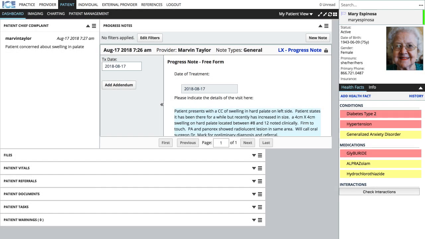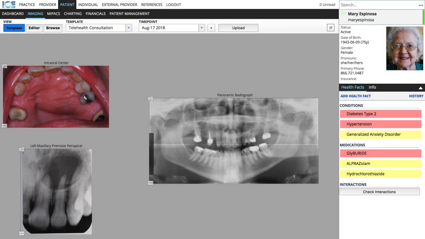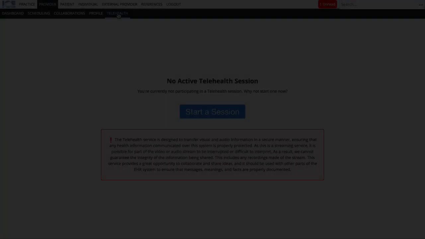Let's look at an example where a preceptor or a care provider can use the built-in video and telehealth capabilities to facilitate diagnosis and treatment of an unusual case. Mary, a patient of Dr. Taylor, presents with a chief concern of swelling on the roof of her mouth. Dr. Taylor has taken clinical photographs and radiographs of this and is unsure of the most probable diagnosis and treatment.